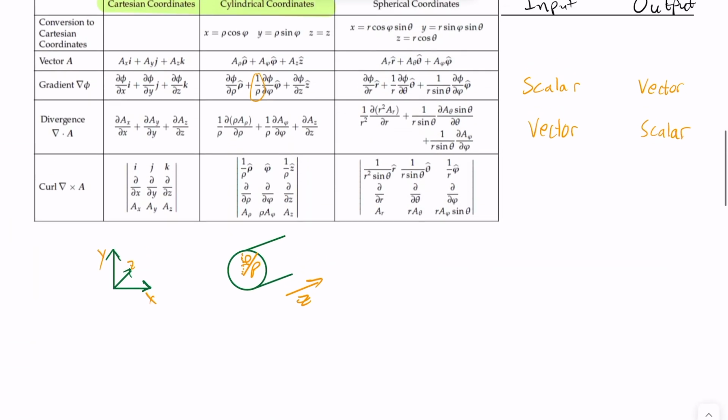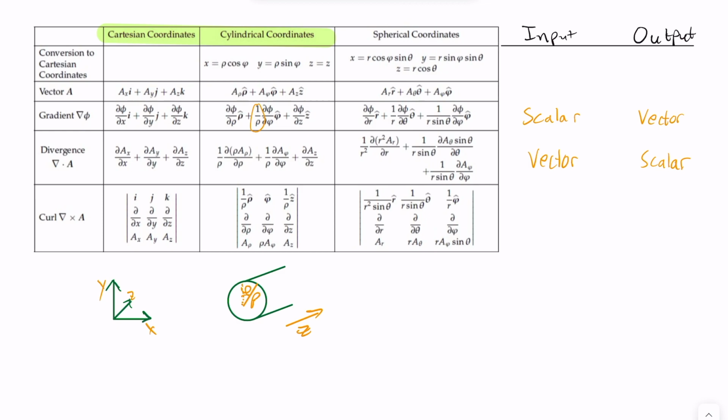Now, mathematically, the curl is defined in Cartesian and cylindrical coordinates by this cross product here, but I would suggest not worrying about that right now. If you ever need it, you can look it up online. The important thing to remember is that the curl takes in a vector field and spits out a vector field. So it's worth remembering, to distinguish between gradient, divergence, and curl, what it takes in and what it spits out.